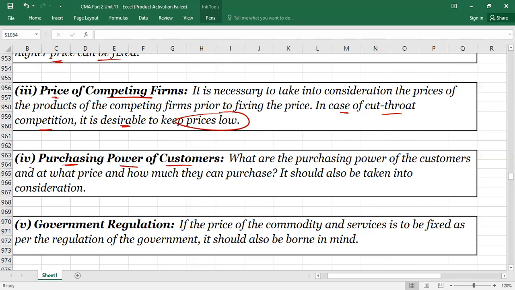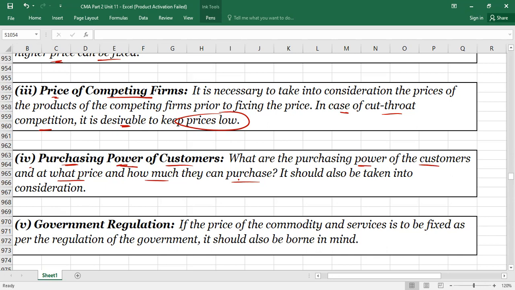But if the income level of the people is less, then in that scenario you should charge a lower price. So this point you also need to consider, right? If you don't know what purchasing power means, it is the purchasing power of customers, and what price and how much they can purchase. Simply, you have to consider how much income they have, right?